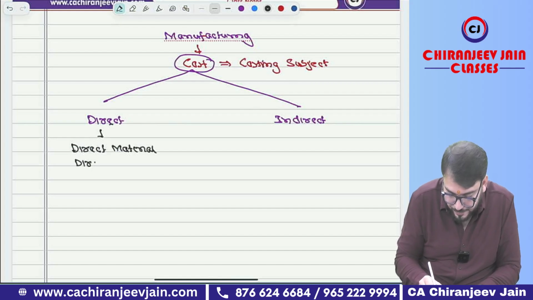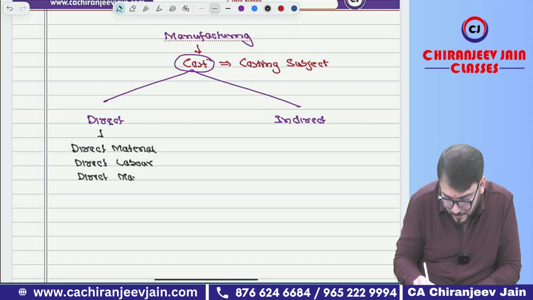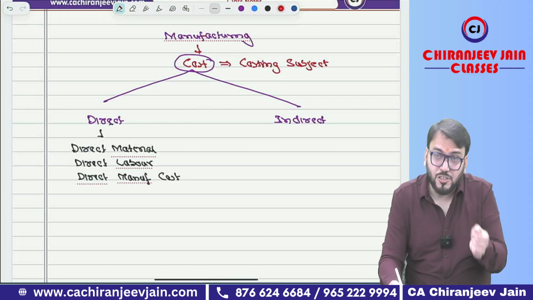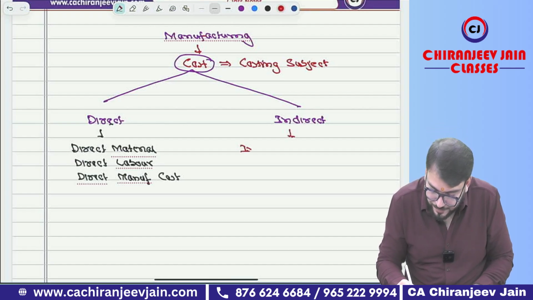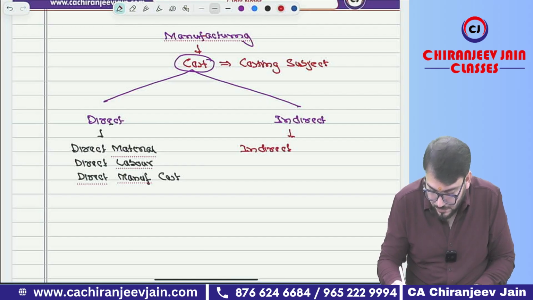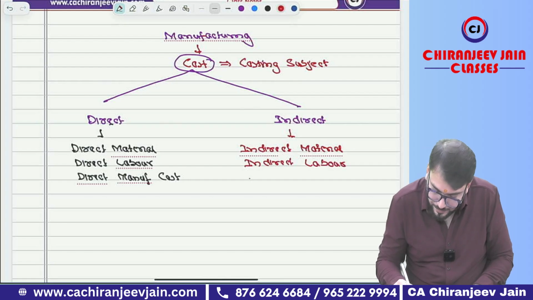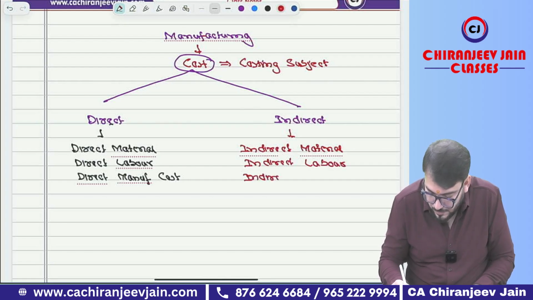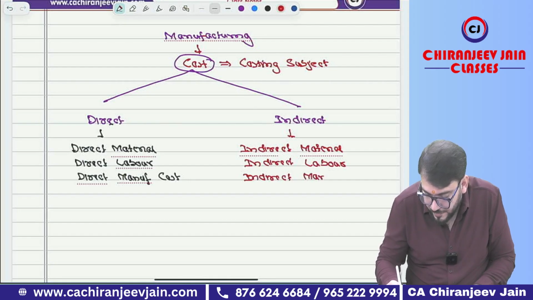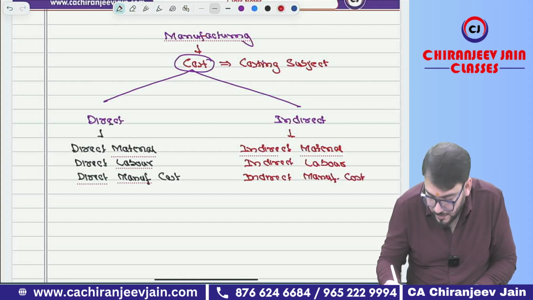One is direct labor. One is direct manufacturing cost. Correct? Similarly, indirect costs are of three types. It is indirect material, indirect labor, indirect manufacturing cost. Are you getting?